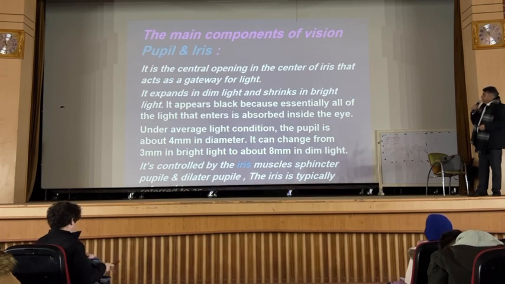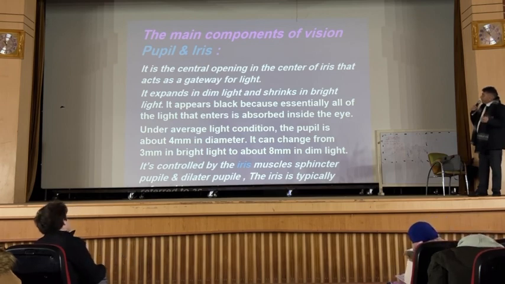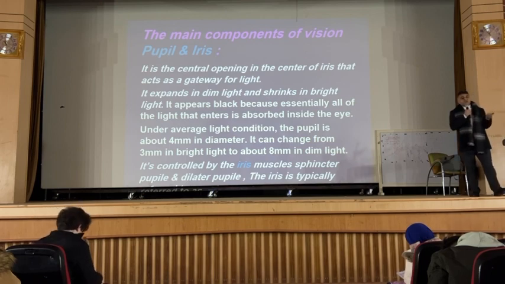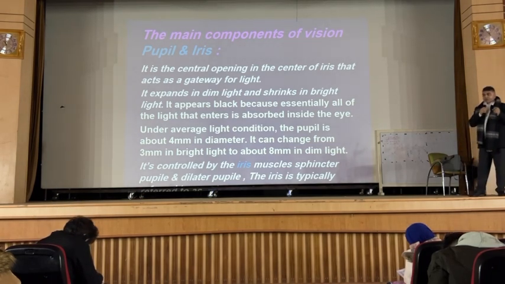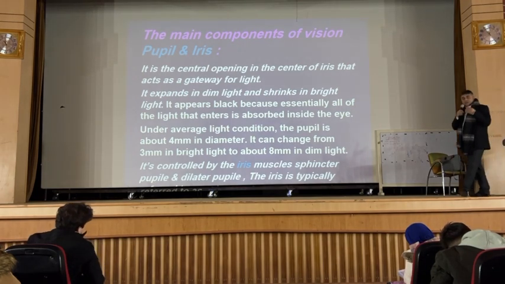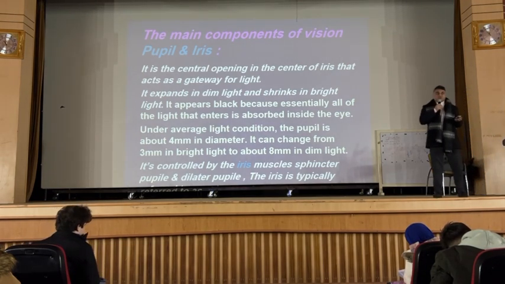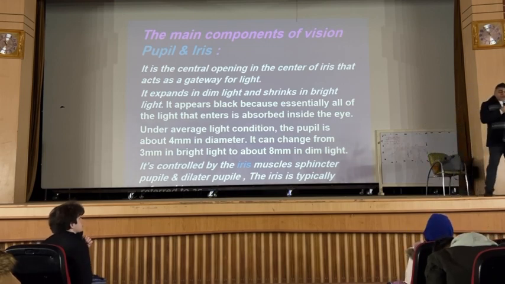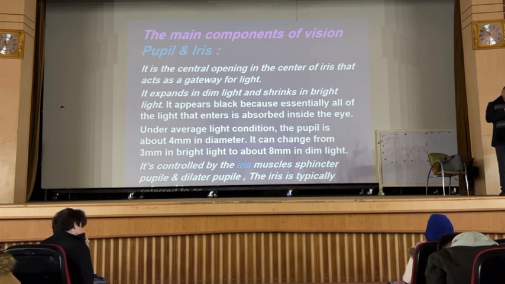So the pupil is the central opening in the center of the iris and acts as a gateway of light to enter the retina. And the pupil is constricted and dilated. So the size of the pupil will be changed according to the light. In less light, the pupil dilates; in more light, constriction. Why?